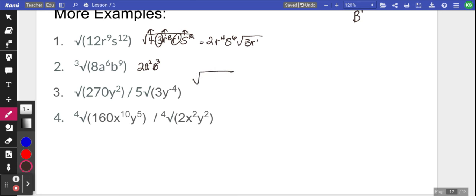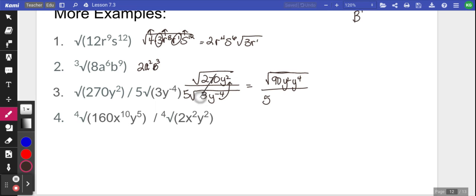The next one, I have the square root of 270y squared over 5, square root of 3y to the negative 4. So I'm going to do 270 divided by 3 to become 90. And I also need to move this y to the negative 4 up to the top. So now I'm going to have the square root of 90 y squared y4 over 5 is all that's left, because I divided those and my y went away.